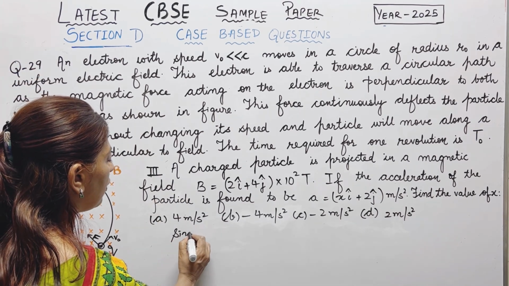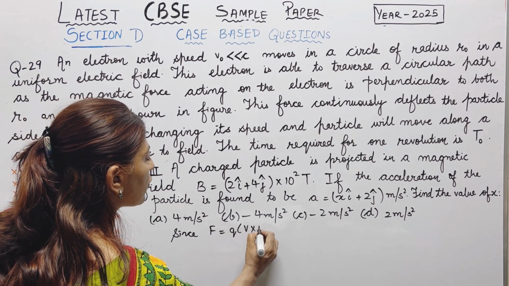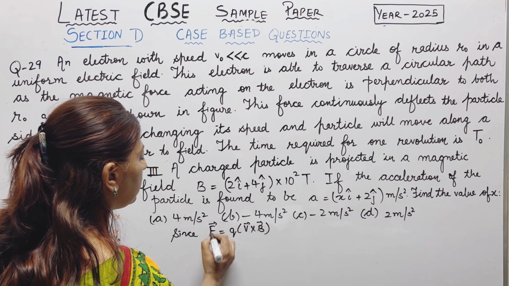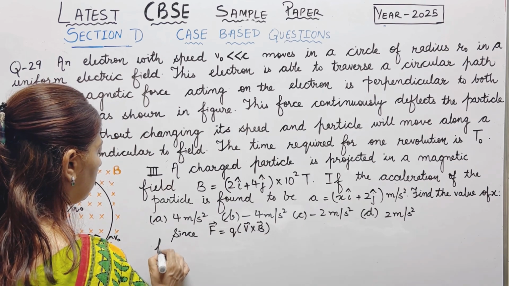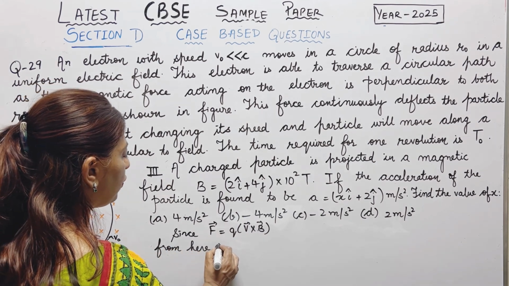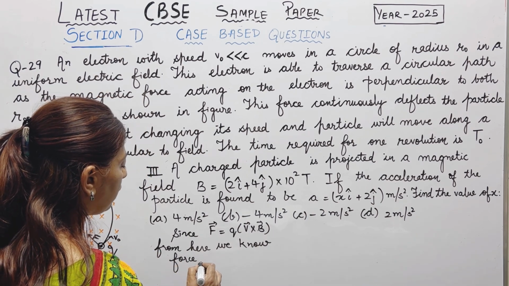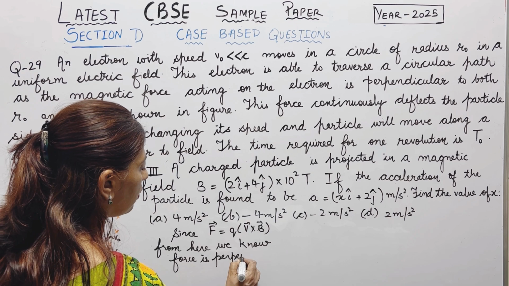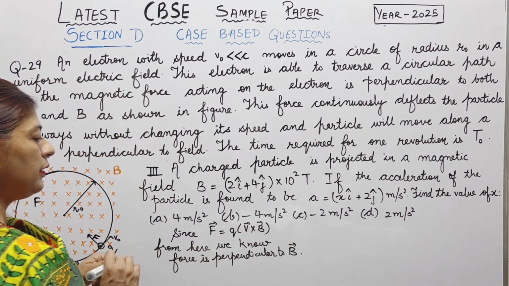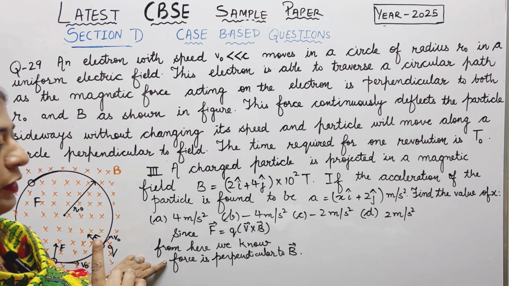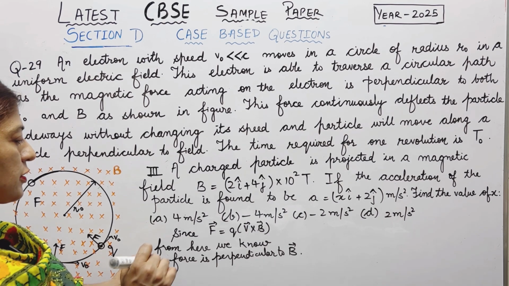Since force F is equal to Q V cross B, where Q is the charge, V is the velocity, B is the magnetic field, from here we know force is perpendicular to magnetic field. Now, there is one more property of perpendicular vectors: the dot product of perpendicular vectors is 0.